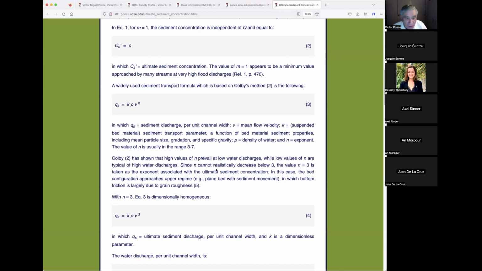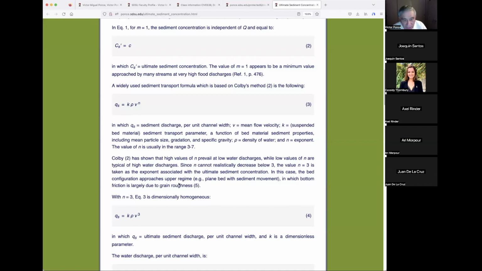Okay, so Civé has shown that high values of n prevail at low water discharges, while low values of n are typical of high water discharges. That has been shown by Civé. Since n cannot realistically decrease below 3, the value of n shown in here is between 3 and 7. Why below 3? Because 3 is the exponent of tau V, and tau V is the stream power, and everybody agrees that the stream power emulates the sediment transport. So you don't want to go below 3 for the n.